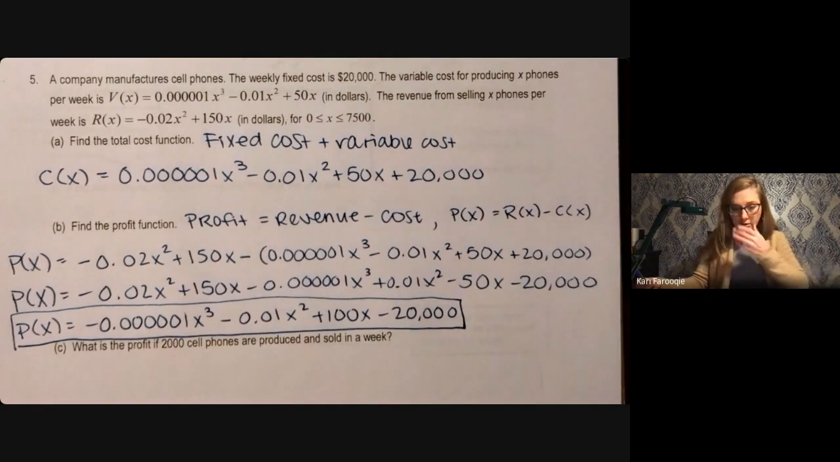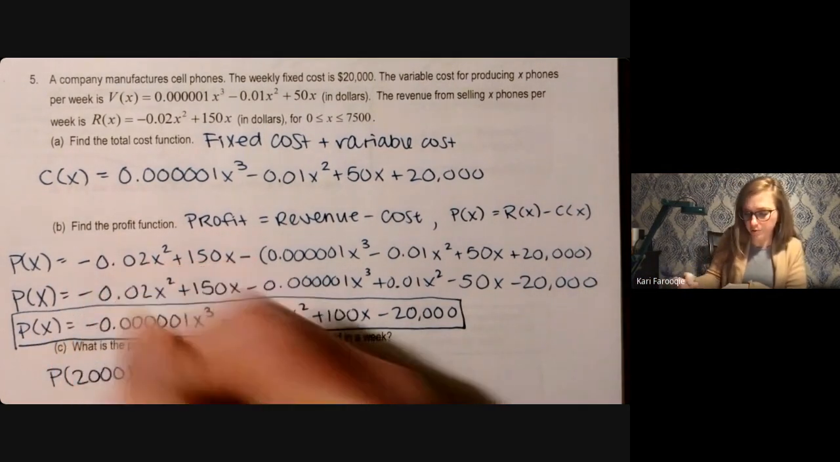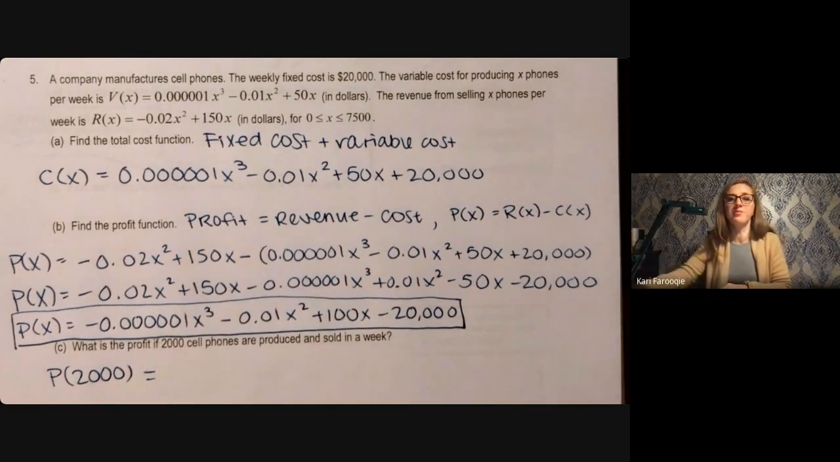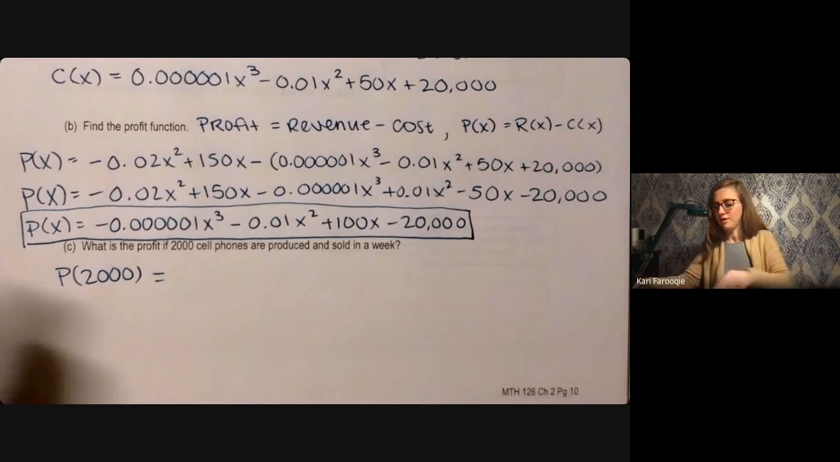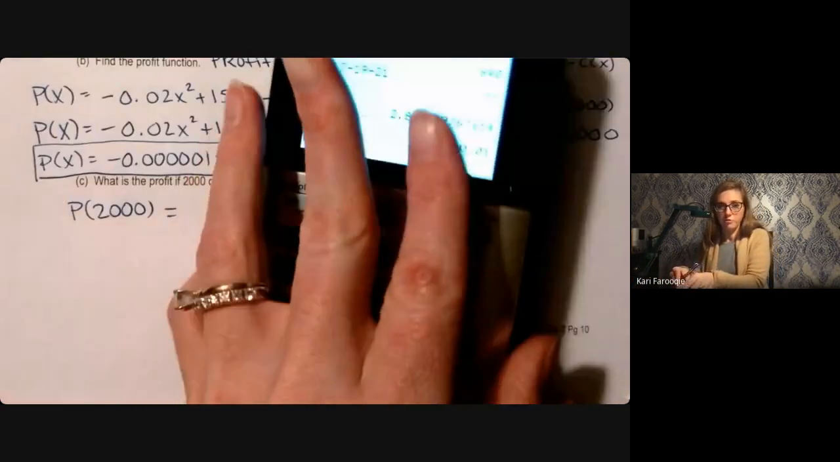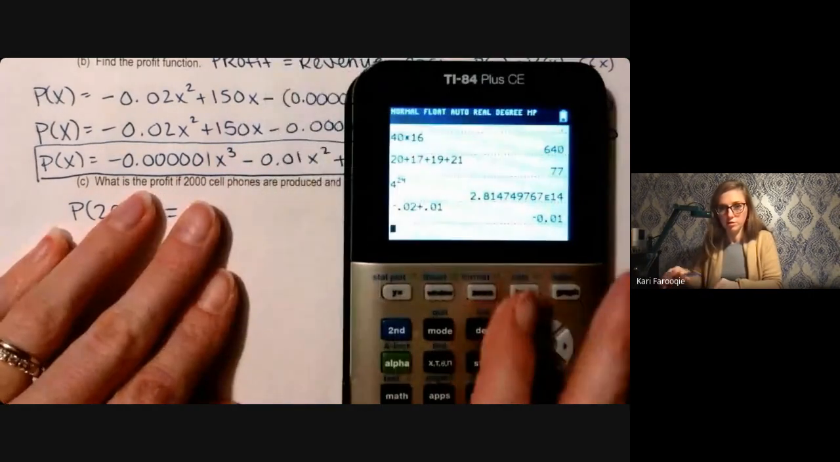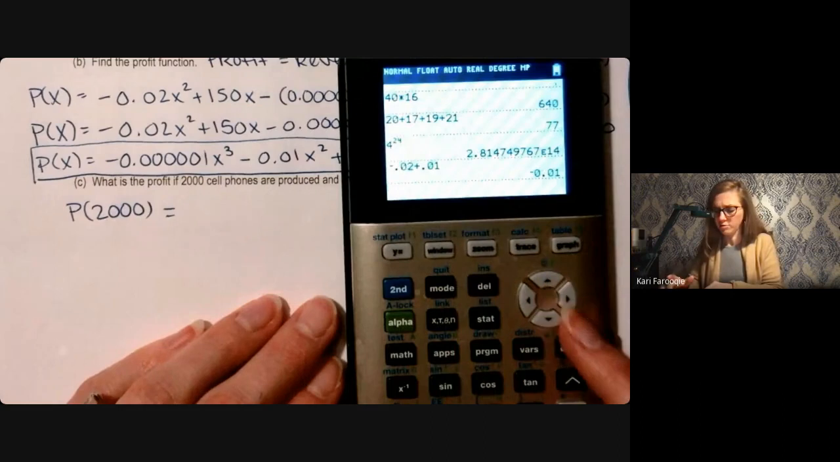All right. What is the profit if 2,000 cell phones are produced and sold in a week? Well, that would be P of 2,000. So we already have the P function, and you're going to have to go in here and figure out what P of 2,000 is. Let's see if I can fit this in here. Calculator. Whether or not you can see it is going to be a whole other story.